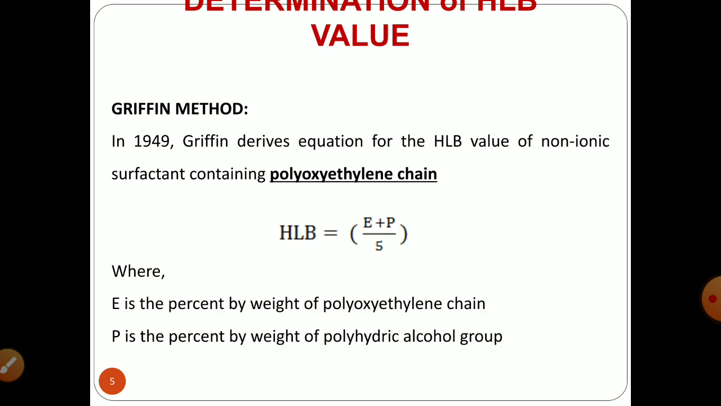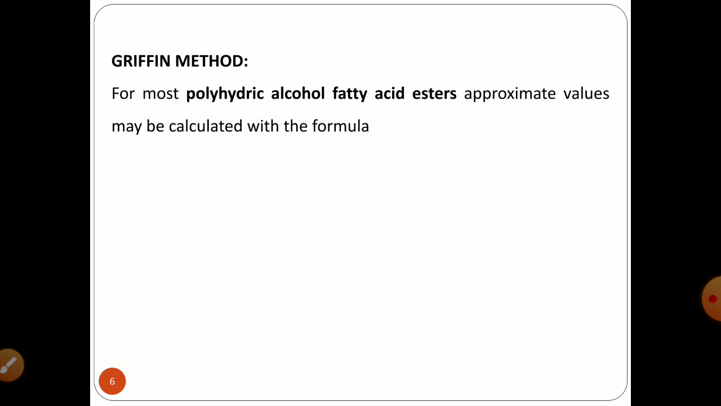But these two values, that is percent by weight of polyoxyethylene chain and percent by weight of polyhydric alcohol group, have limitations for polyoxyethylene chains. So this will not be applicable for other types of emulsion. Therefore, most polyhydric alcohol fatty acid esters do not have a polyoxyethylene chain within themselves.